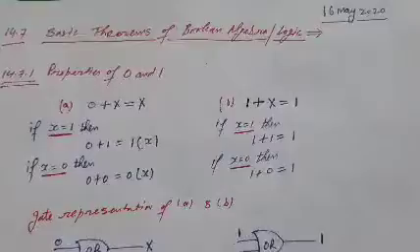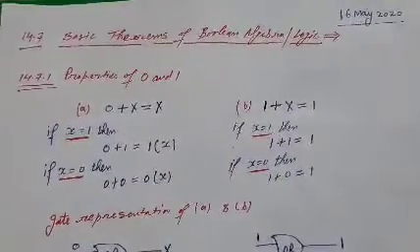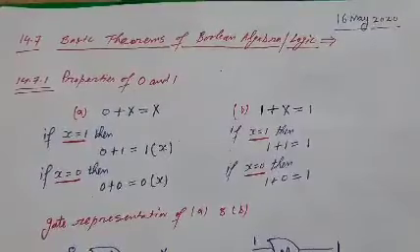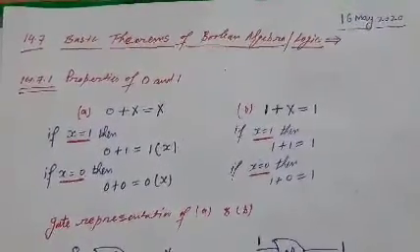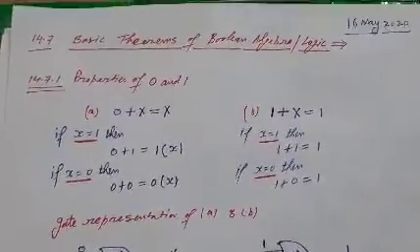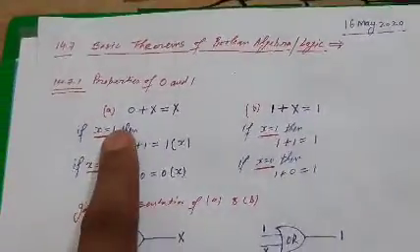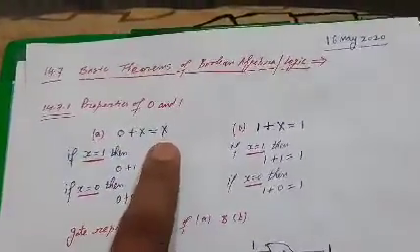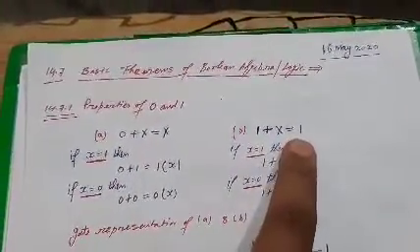Good morning, students. Today we'll discuss topic 14.7, Basic Theorems of Boolean Algebra and Logic. First, 14.7.1: the property of 0 and 1. Part A: 0 plus x equal to x and 1 plus x equal to 1.